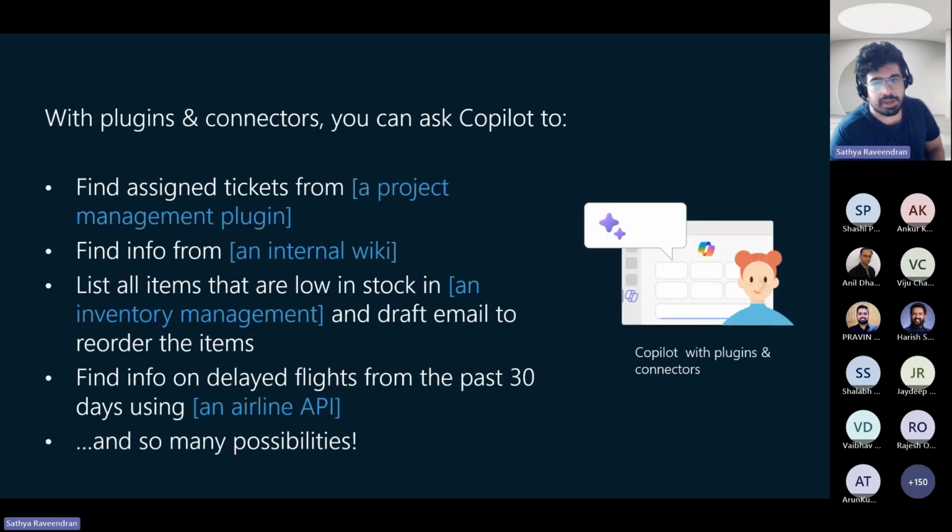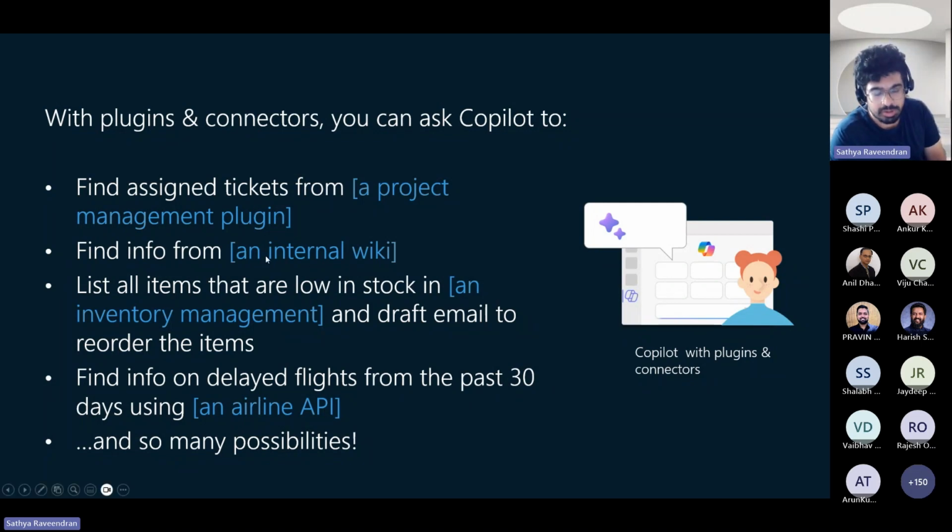For that, let's see a bunch of things that you can ask once you build a plugin or a graph connector. So this is an example of a skill that you teach Copilot. You can have a project management plugin, you can have a bug management plugin, whatever it is. You can ask it to find you assigned tickets which are of high priority, which are assigned to me, which need to be done within the next month. Whatever criteria you have, you can search using that plugin.